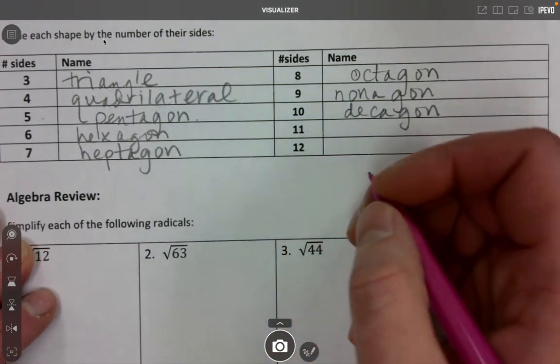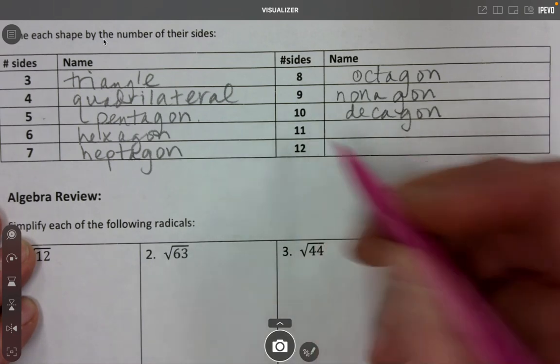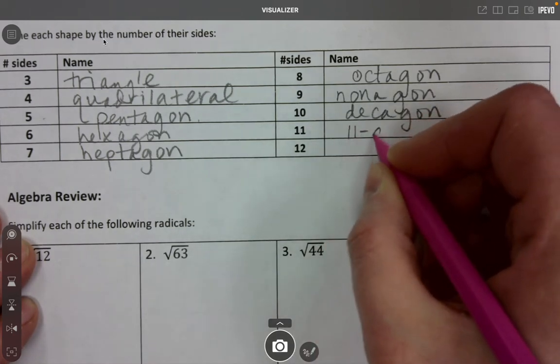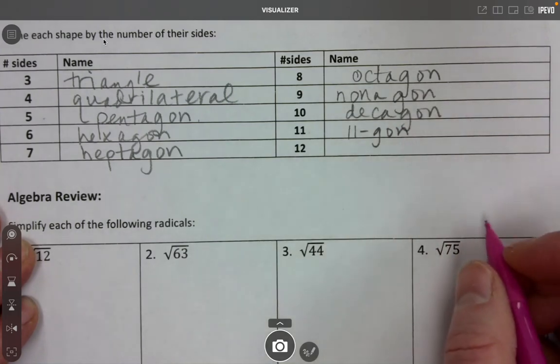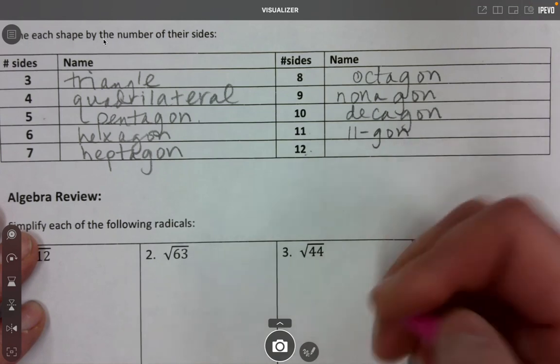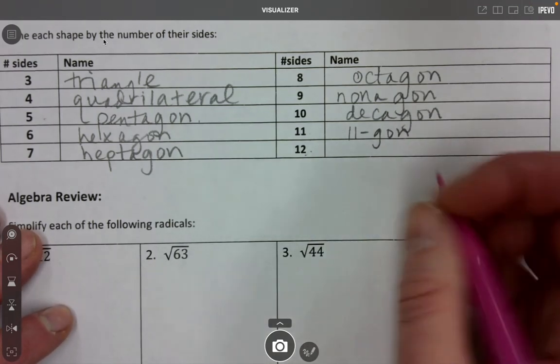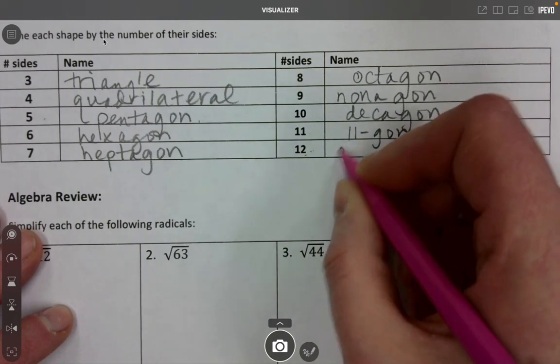So remember before when we talked about weird numbers of sides and we didn't have a name for it? Well, that's what 11 is. So we just call it an 11gon. There's going to be lots of them past 12 where we don't have a special name, and that's what you would just do. If it had 37 sides, it'd be a 37gon. But we do have a special name for 12, and that's dodecagon.